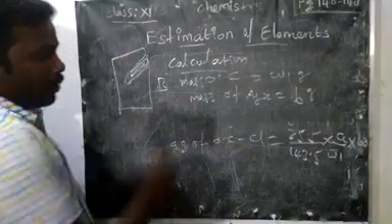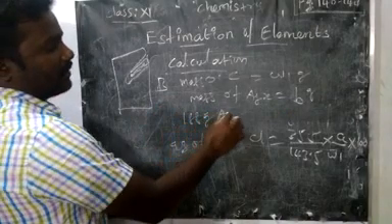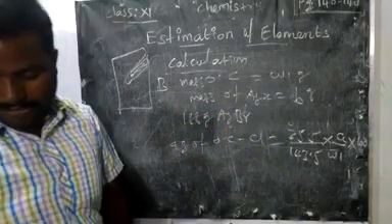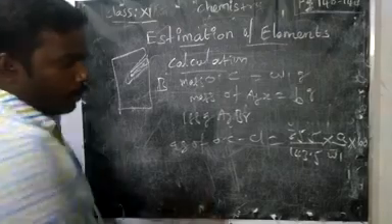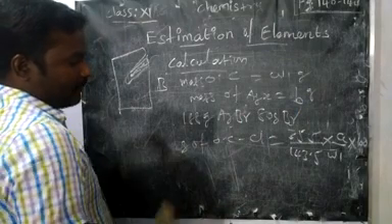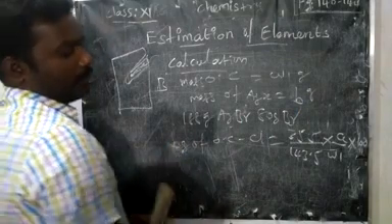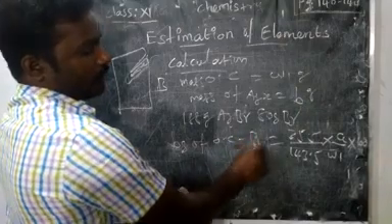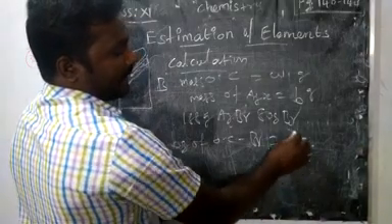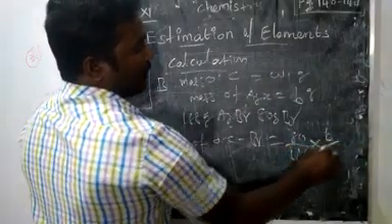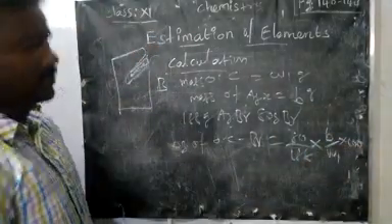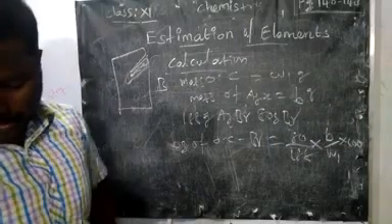188 gram of silver bromide will give, what is the atomic mass of bromine? 80 gram of bromine will form. So here B, that means bromine, you have to calculate. Then what will be the formula? Out of 188, 80, means out of W1 how much? For percentage. At last we will use the same calculation for iodine.